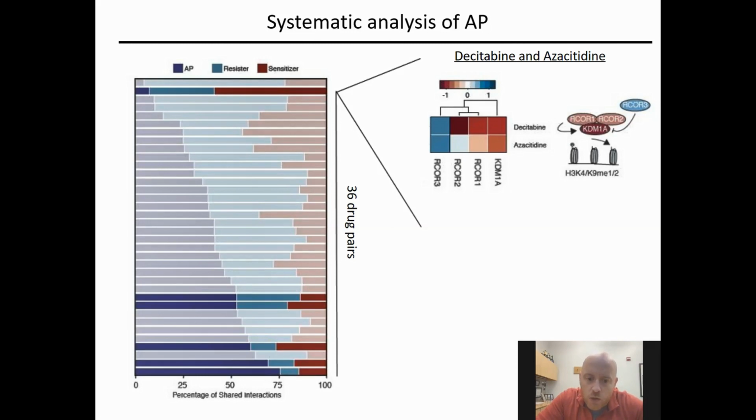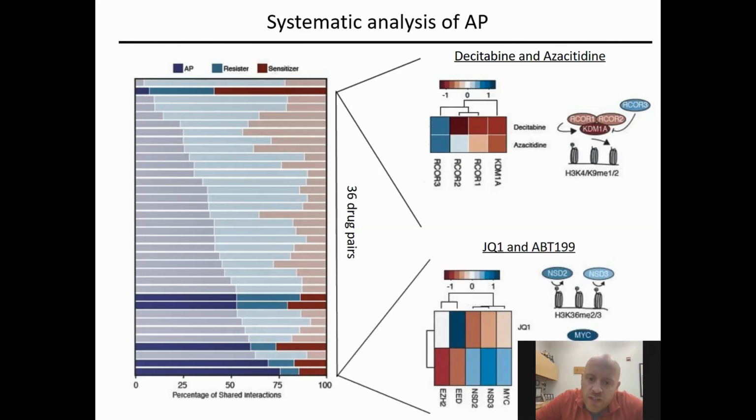Now, more interesting to us, though, were drugs on the other end of the spectrum. Drugs like JQ1, the BRD4 inhibitor, and ABT199 or venetoclax, the BCL2 inhibitor, which showed very different sensitivity modifier landscapes. These drugs were highly enriched for AP genes, scenarios where resistance to one drug conferred hypersensitivity to another. And a great example of this is the cassette of genes shown in this figure panel. As you can appreciate, the loss of certain of these genes causes sensitivity to JQ1, but resistance to ABT199, or the reciprocal effect.